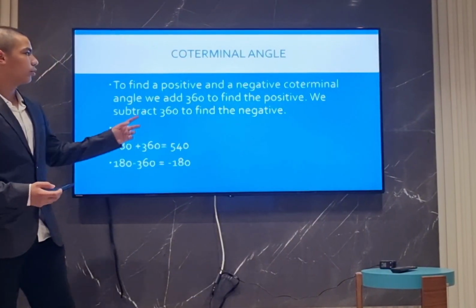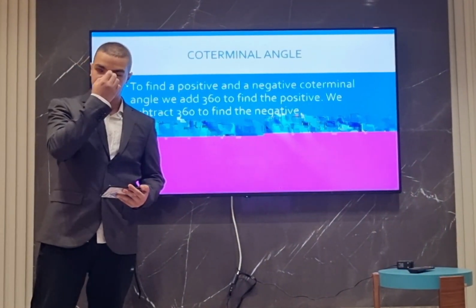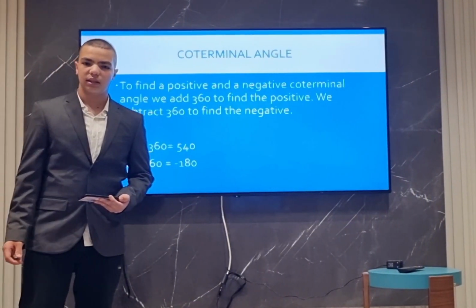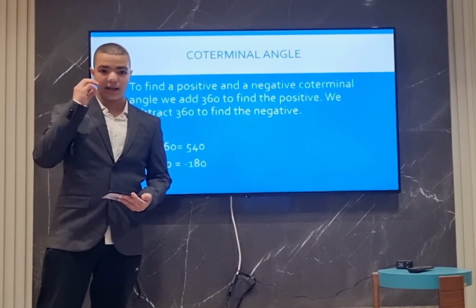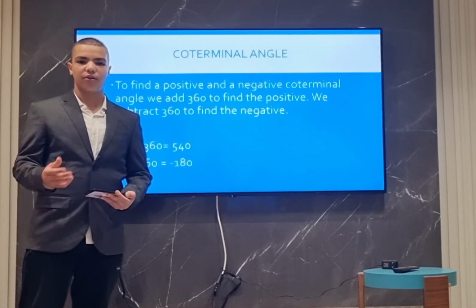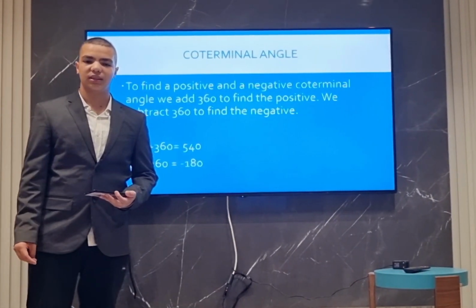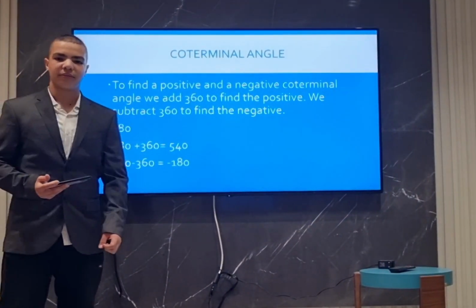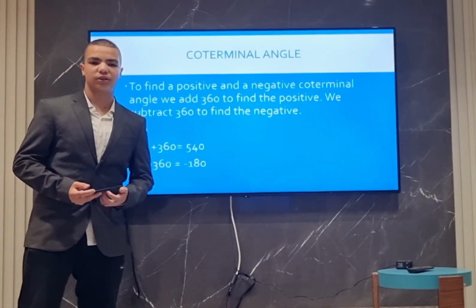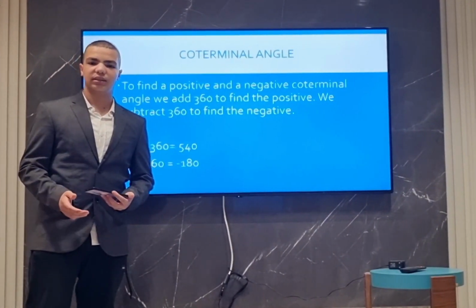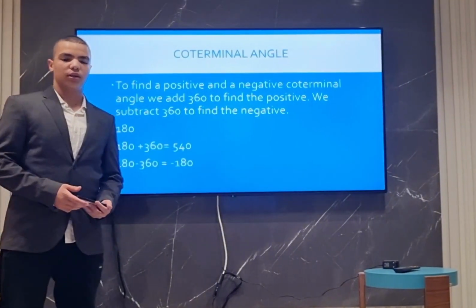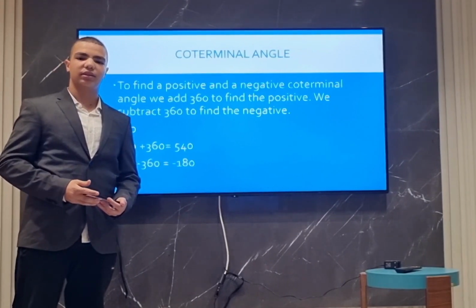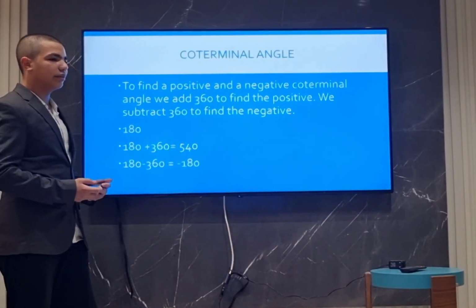Then we have coterminal angles. If you are given an angle and you should find one positive and one negative coterminal angle, you take this angle and add 360 once, and another time subtract 360 until you reach a positive and a negative number. So if you are given angle 180, to find the positive coterminal angle, we add 360 and the answer will be 540. And to find the negative coterminal angle, we subtract 360 and the answer will be negative 180.